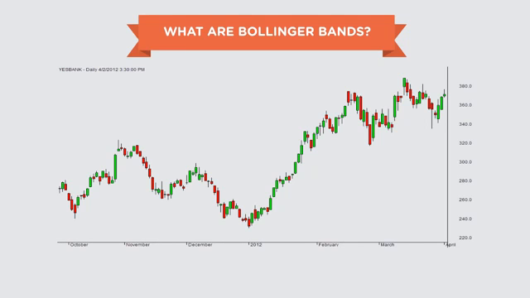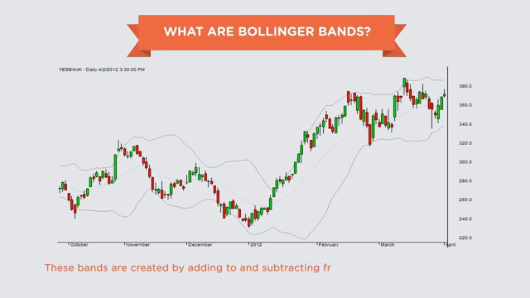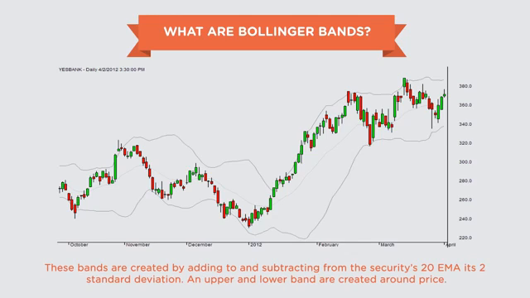This chart of Yes Bank is overlaid with the Bollinger Bands, those two bands right around price. These bands are created by adding to and subtracting from a security's 20 exponential moving average and its two standard deviations. An upper and a lower band respectively are created. Now you don't need to worry about how this is calculated because most software will do it for you. The two bands, as you can see, envelop the price, making it easier to spot the volatility.